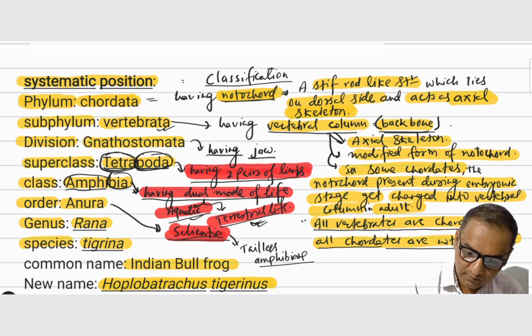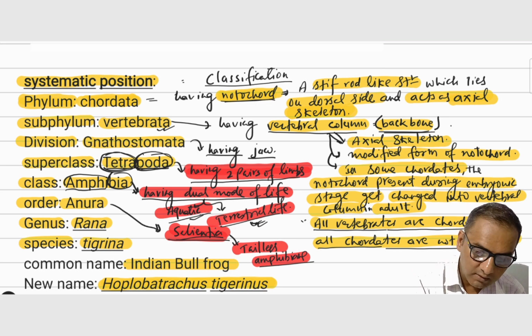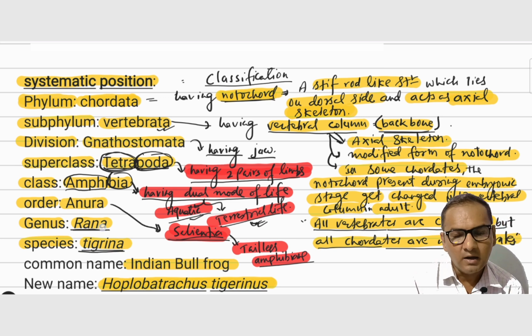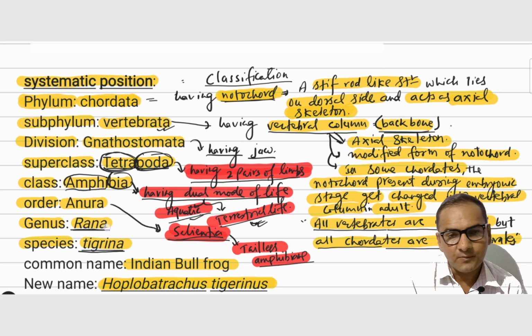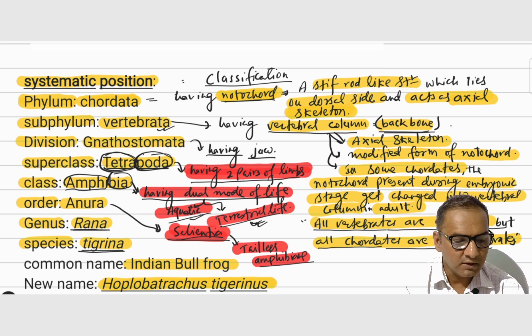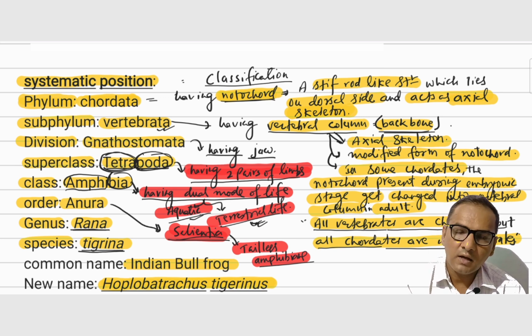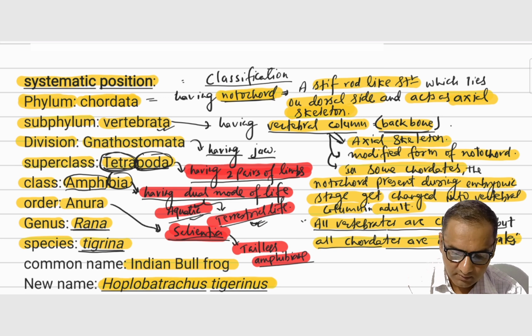Now the next one is its name. The scientific name: genus is Rana and species is tigrina. Now this Rana is a Latin word which means true frog, with smooth skin. They are with long legs and they are good jumpers, and they are found near water resources. These are some features of the Rana.